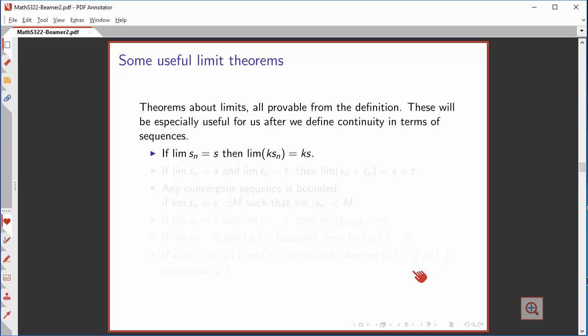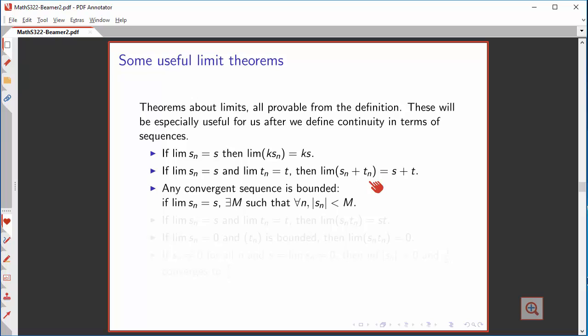First one, if S sub n converges to S, and I multiply everything in the sequence by some real number k, the sequence k times S sub n converges to k times S. Next, equally obvious but actually great fun to prove, if S sub n converges to S and T sub n converges to T, then the sequence whose general element is S sub n plus T sub n converges to S plus T. And those of you who've been teaching calculus are probably aware that you need these results in order to prove the rules that your students learn about derivatives, like the derivative of the sum of two functions is the sum of their derivatives.